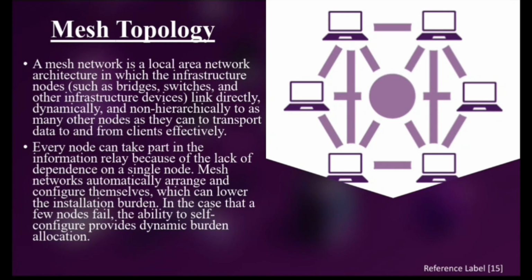Every node can take part in the information relay because of the lack of dependence on a single node. Mesh networks automatically arrange and configure themselves, which can lower the installation burden. In the case that a few nodes fail, the ability to self-configure provides dynamic load allocation.